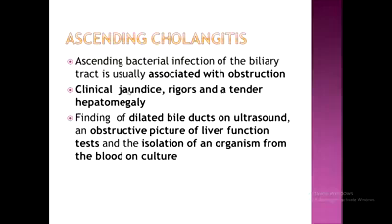The clinical manifestation of these patients is clinical jaundice, rigors, and tender hepatomegaly. So we can have three important things: jaundice, rigors, chills and fever, and a tender hepatomegaly. This is the classical symptomatology and signs of ascending cholangitis.